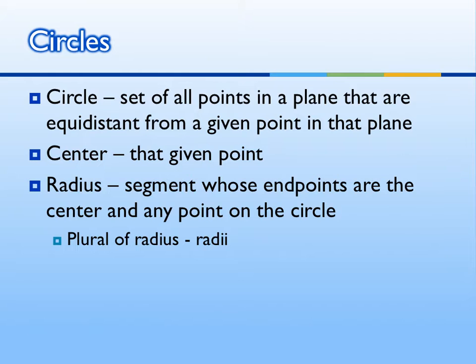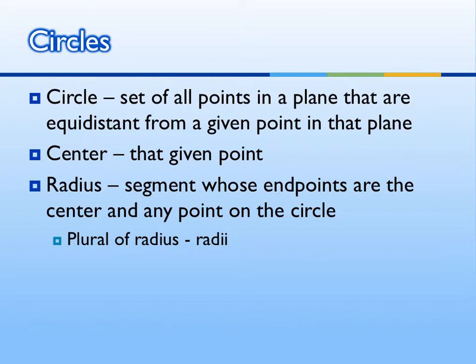We are with a lot of vocab again, like we usually do at the beginning of a chapter, right? So a circle by definition is the set of all points in a plane that are equidistant from a given point in that plane. So if you picked a point and then you went equidistant from that point in all directions and you connected all those points, you would form a circle.